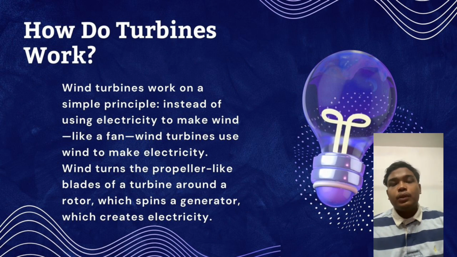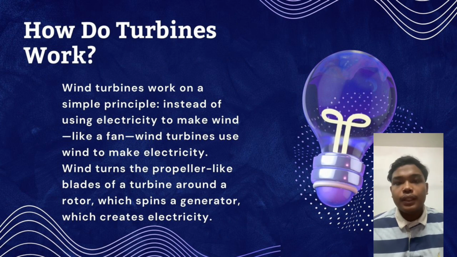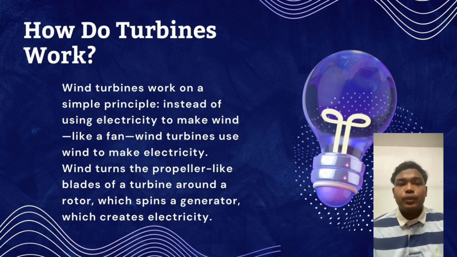Okay, how do turbines work? Wind turbines work on a simple principle. Instead of using electricity to make a wind like a fan, wind turbines use wind to make electricity. Wind turns the propeller-like blades of a turbine around a rotor, which spins a generator, which creates electricity.